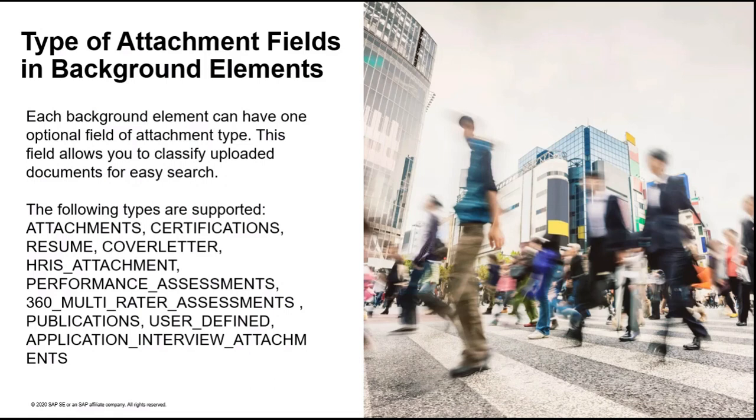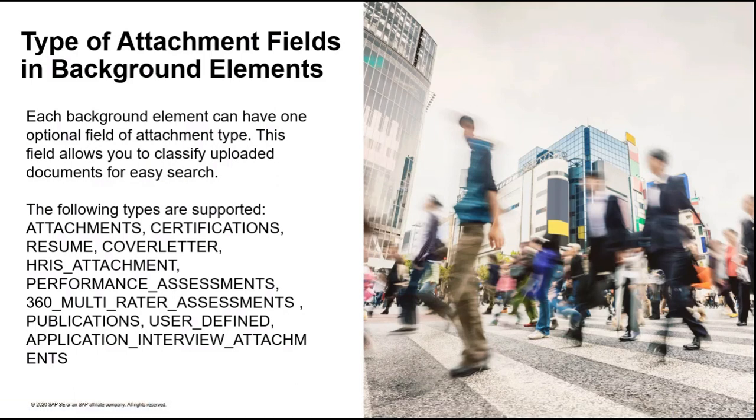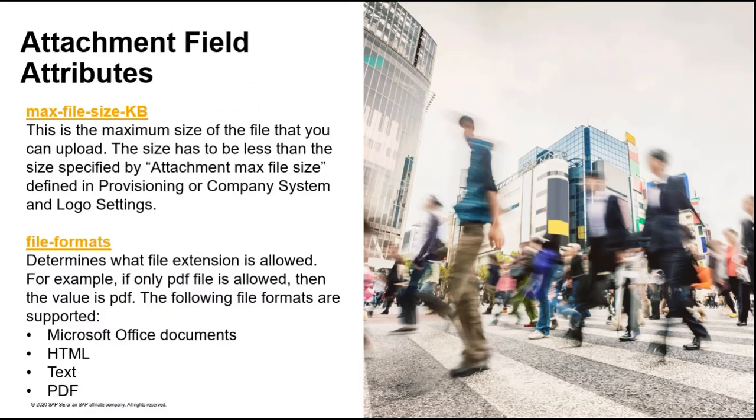Regarding the attachment field that we can have in background elements, we need to keep in mind that each background element can have one additional field of attachment type. This field allows you to classify updated documents for easy search. So we can speak of attachments, certifications, resume, cover letter, and so on and so forth. There are different types of attachment that we can use, and we can classify them for easy search.